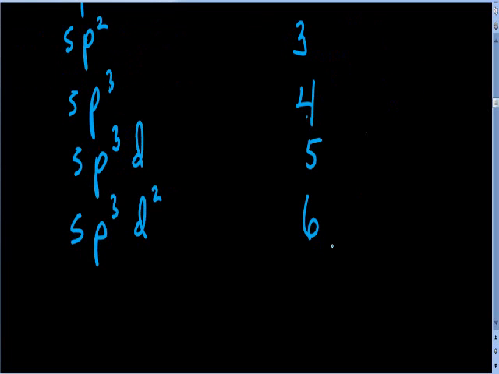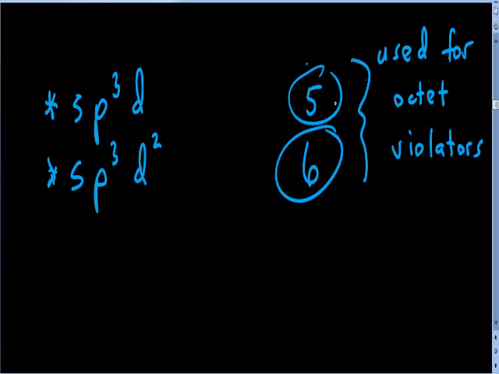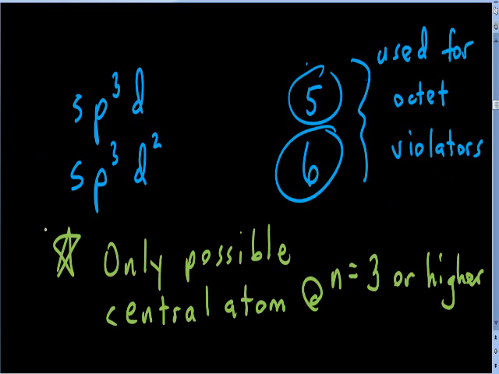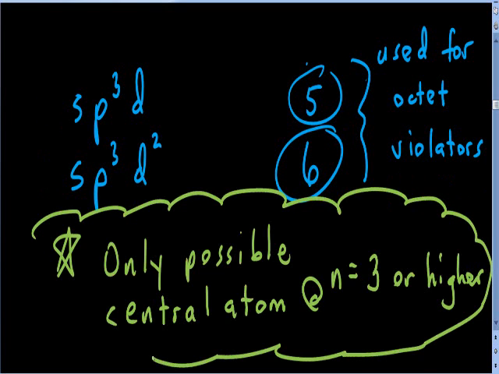There's 2 more hybrid schemes, sp3d, which is for 5 equivalent orbitals around the central atom, and sp3d2, which creates 6 equivalent orbitals around the central atom. These last 2 hybrid schemes are used for when we violate the octet around the central atom in our Lewis structures. And this hybrid scheme, unlike the others, is only possible when the central atom is at n equals 3 or higher for the energy level of the central atom.